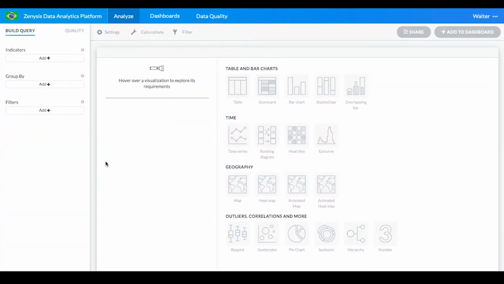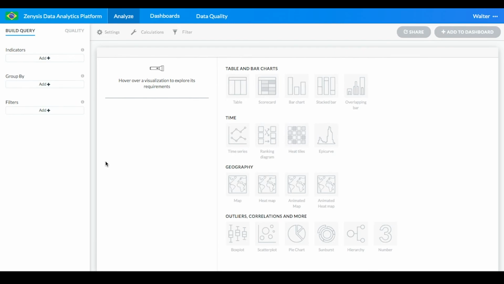The Zenysis platform integrates any number of different fragmented information systems into a unified platform for analysis. And then the platform itself can be used as a tool to begin to surface and investigate different data quality issues that might exist within the different integrated data sources.